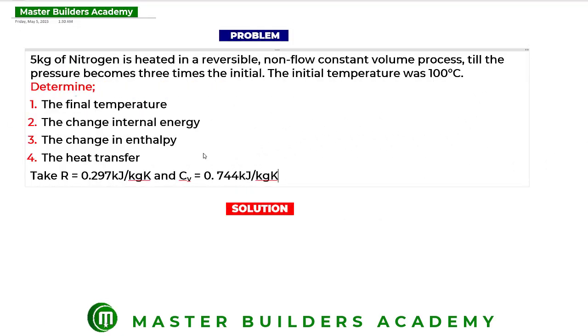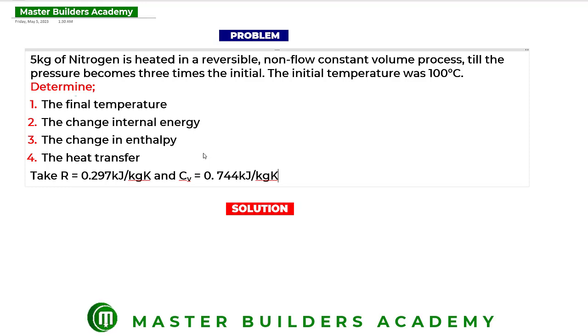5 kg of nitrogen is heated in a reversible, not irreversible, in a reversible. That means this process is reversible. No flow, constant volume process. Now, one of the things is that for a constant volume process, as we initially know, anytime you are dealing with a constant volume process, it shows that work done is equal to 0. There is no work done. But let's progress first. Till the pressure becomes 3 times the initial.